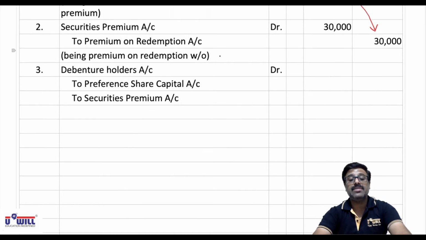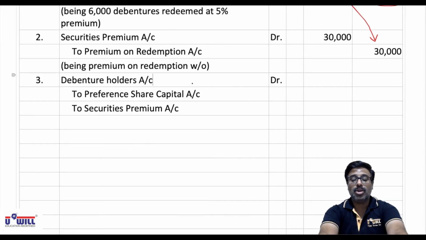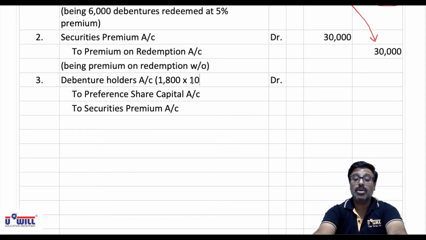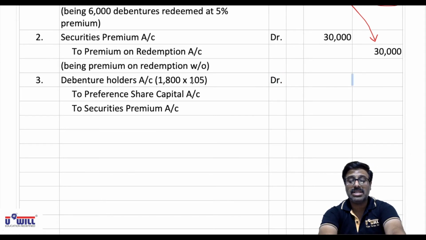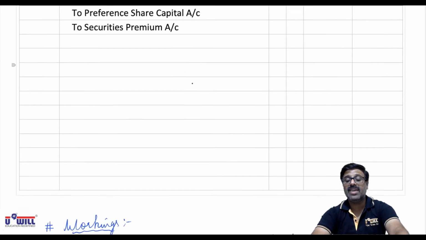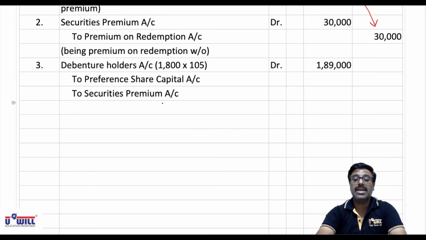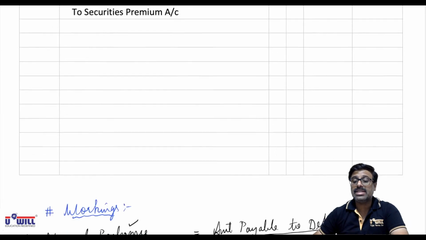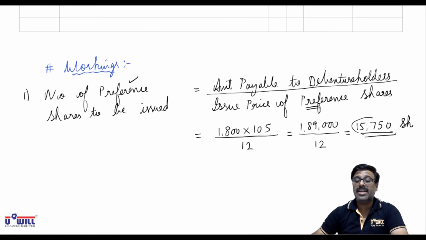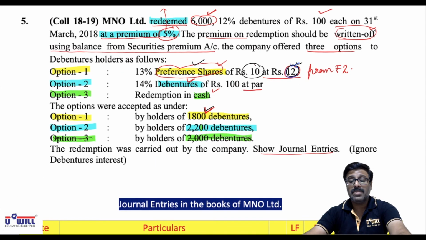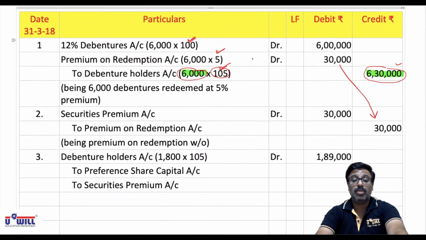Now, as we discussed just now, debenture holders, 1800 into 105. So what amount is payable to these 1800 debentures is 1800 into 105, 1,89,000. Then preference share capital. How many preference shares are issued? 15,750. What is the face value of preference shares? 10 rupees. So preference share capital with what amount?